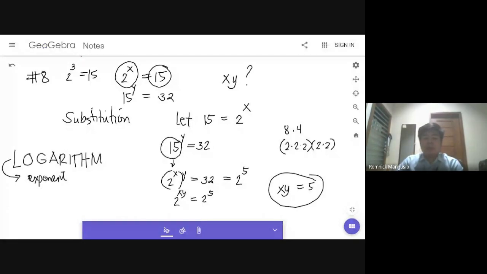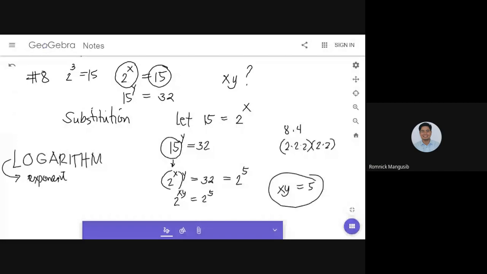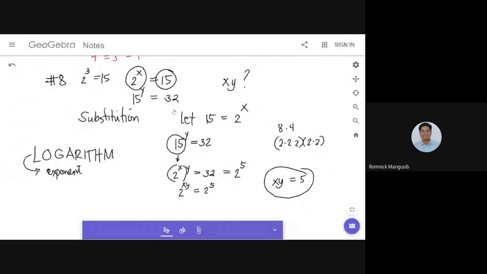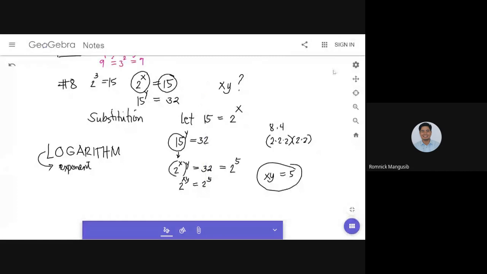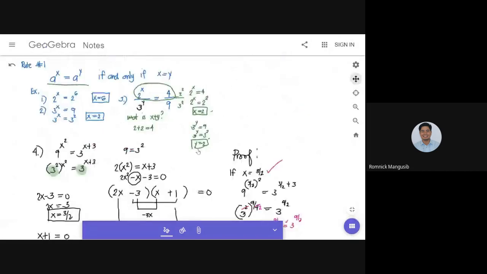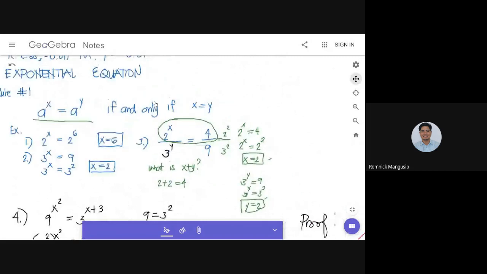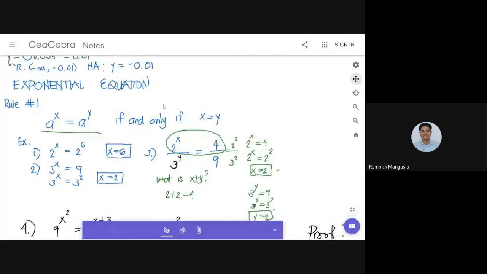Now, that's under rule number 1. Now let's move to rule number 2 to make it organized. No? Recalling rule number 1. We're going to recall rule number 1. Ang sabi niya, ang a raised to x daw ay equal sa a raised to y, if and only if x is equal to y.